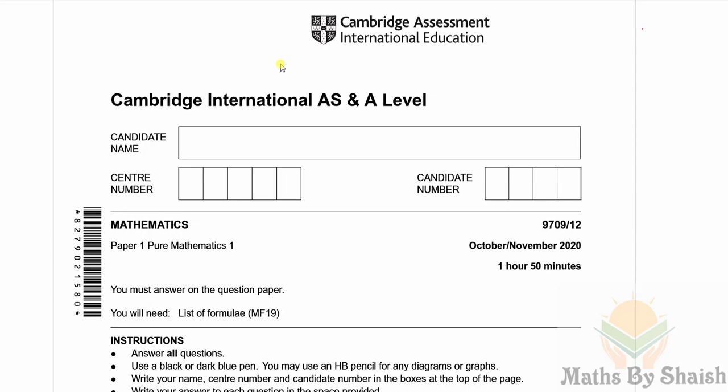Here we are going to solve another past year paper from October-November 2020. We are going to solve Pure Mathematics 1 today, and it is 9709. The component is 1, 2. So let's start with question number 1.